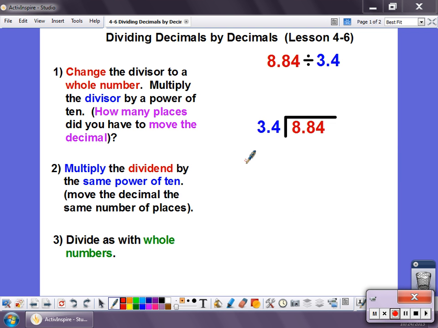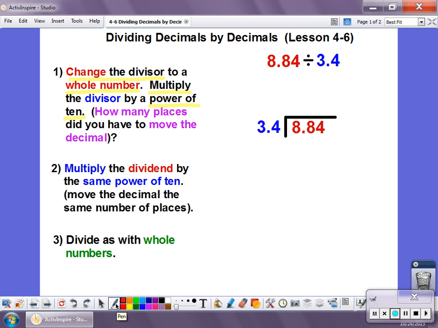It isn't possible to divide a number by a decimal. So the first step when we're trying to divide by decimals is that you have to change that decimal, the divisor, into a whole number. The process we use to change a decimal number into a whole number is actually multiplying by 10 or by a power of 10. It depends on how many decimal places you have in your number that we need to change.